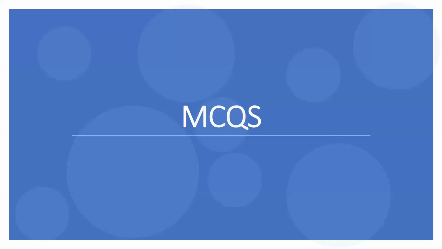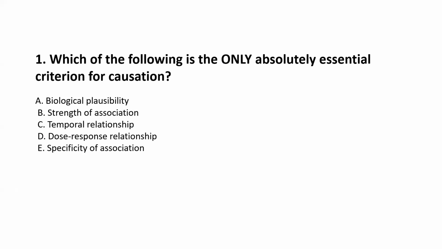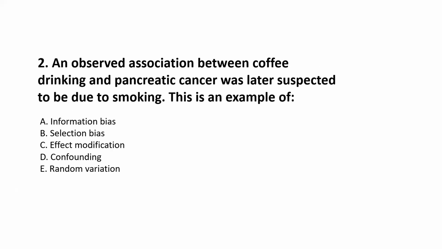So next we come to the MCQs. Which of the following is the only absolute essential criterion for causation? A, biological possibility, B, strength of association, C, temporal relationship, D, dose response relationship, E, specificity of the association. C is the right option.